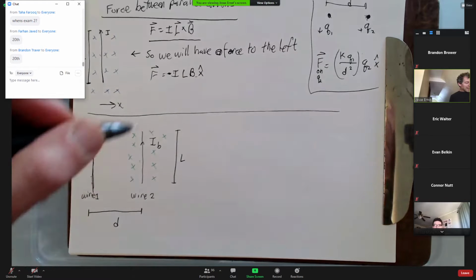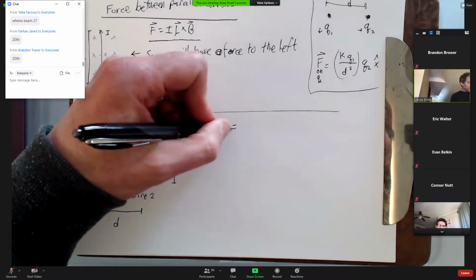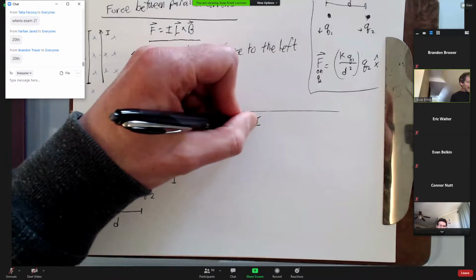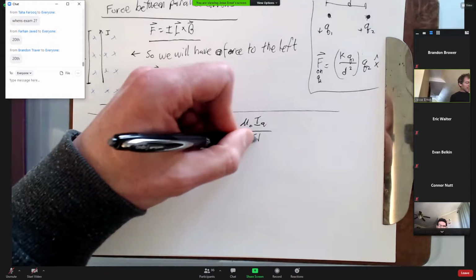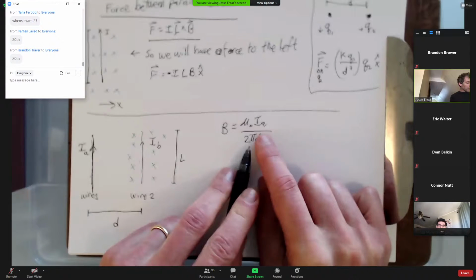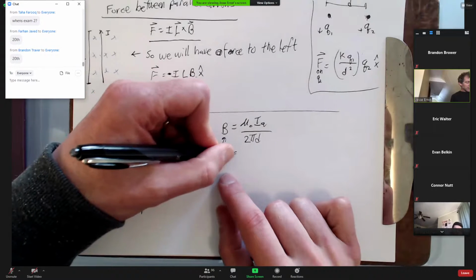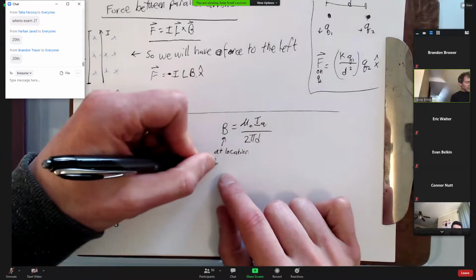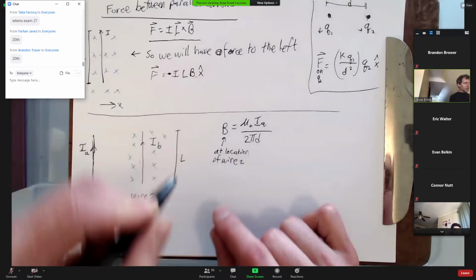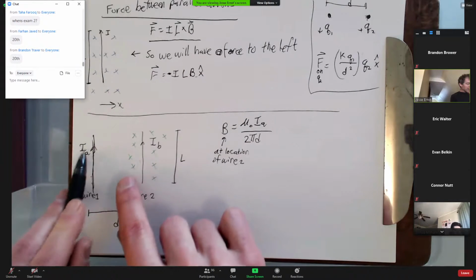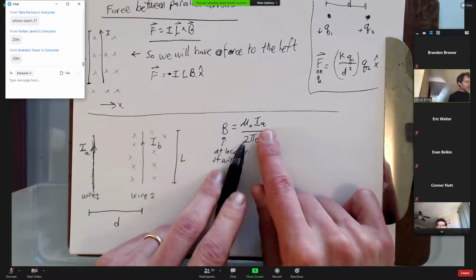So it's an inward B field here from the existence of this current. And we already said that B is equal to mu naught IA over 2 pi d. That's the result we just derived. So B at the location of wire 2 is mu naught times the current in this wire divided by 2 pi times the distance.